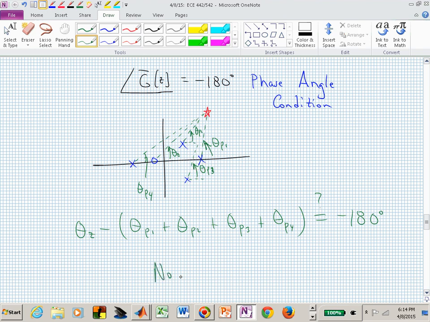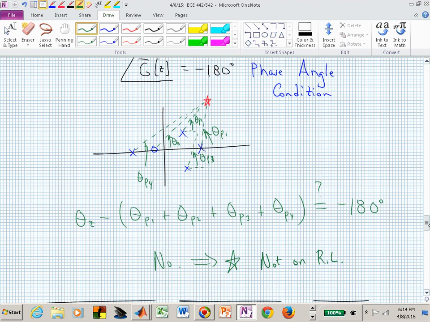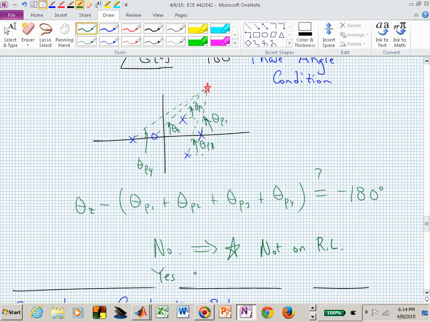If the answer is no, then that point, star, is not on the root locus. If the answer is yes, if all of those angles net out to give you a value of minus 180, then star is on the root locus. Are we clear with that?